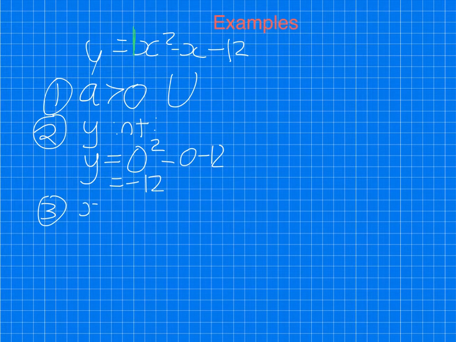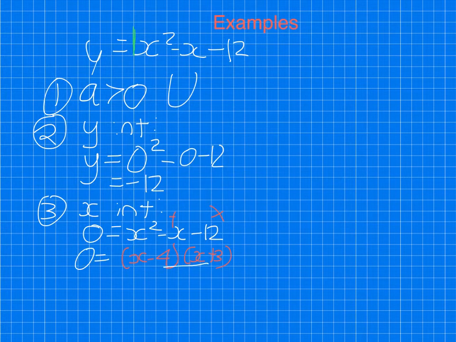X-intercepts, remember, you have to solve that quadratic equal to 0, or you let y equal 0. So I've got 0 equals x squared minus x minus 12. Now this is a quadratic trinomial. So remember, the way we solve them is we factorise by finding 2 numbers that times to this and add to this. So I want 2 numbers that times to negative 12 and add to negative 1, and they are, of course, minus 4 and positive 3. So I've got that equals 0. Okay, so that's my factorisation there.